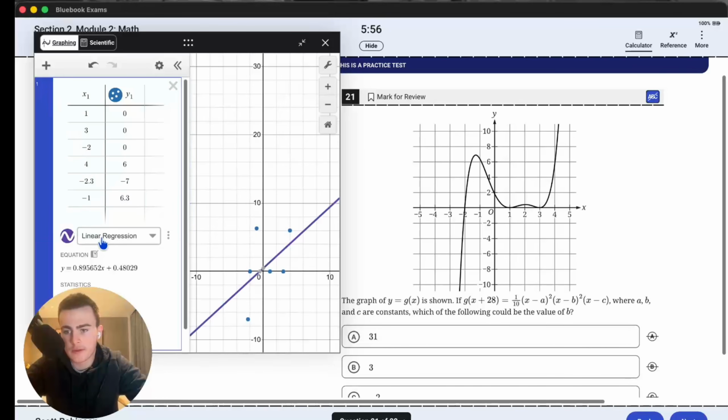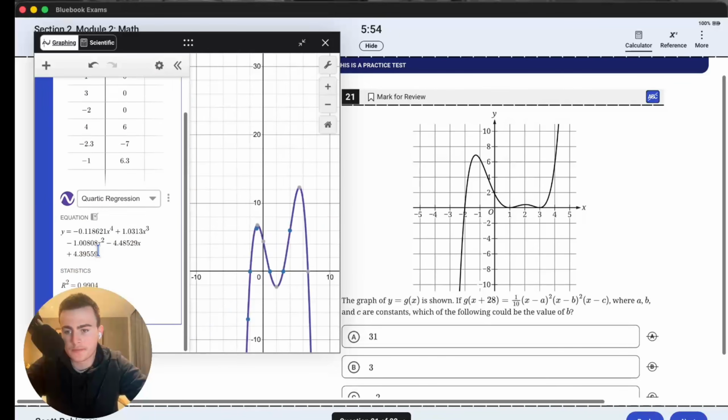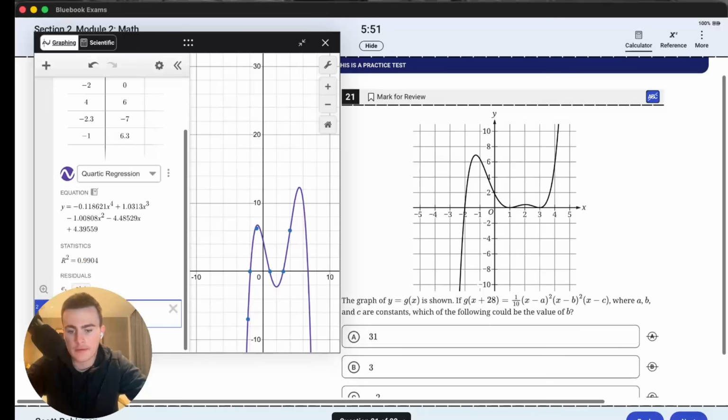Sure. Graph. Quadratic regression. Great. f of g of x equals negative 0.118621 8621 x to the fourth. And then I want to translate it to the left, right? So I'm going to do... Yeah, okay, I'm doing it right.